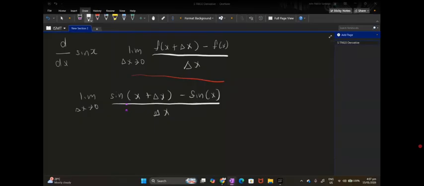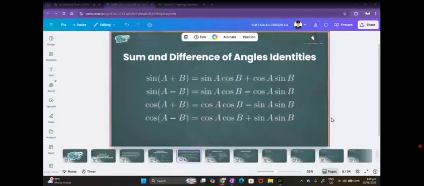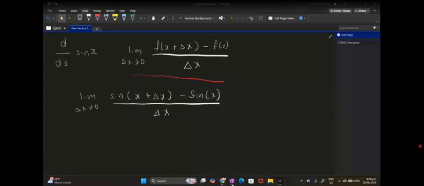So, sinabi ko po kanina na tandaan po yung sum and difference of angles identity. So, napapansin po natin na meron po tayong sine a plus b is equal to sine a cos b plus cos a sine b. So, pwede po natin siya i-substitute po rito.